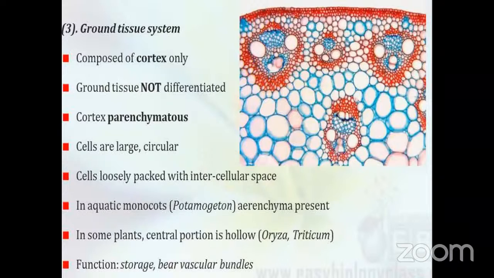Then in some plants, the central portion is hollow, Oryza, and Oryza means paddy, Triticum means wheat. Here the central portion of the plant is hollow. Coming to the function, storage, because it mainly contains parenchyma for storage and bears vascular bundles also.